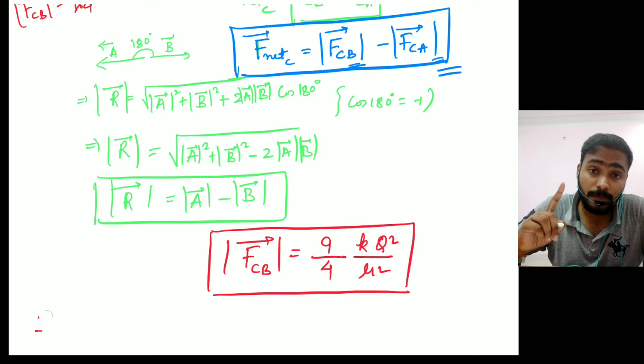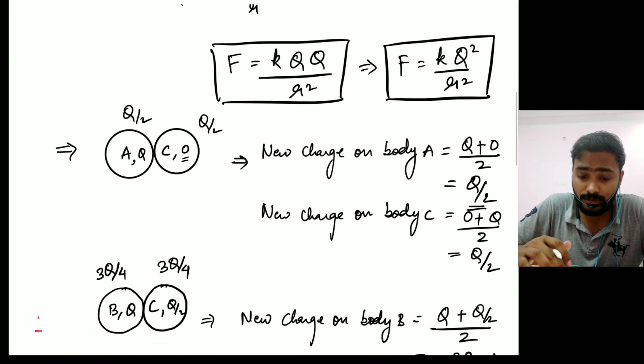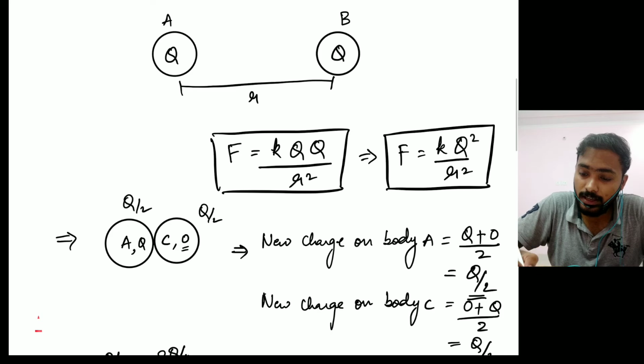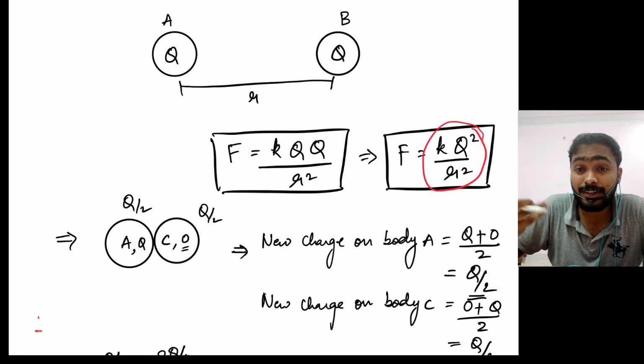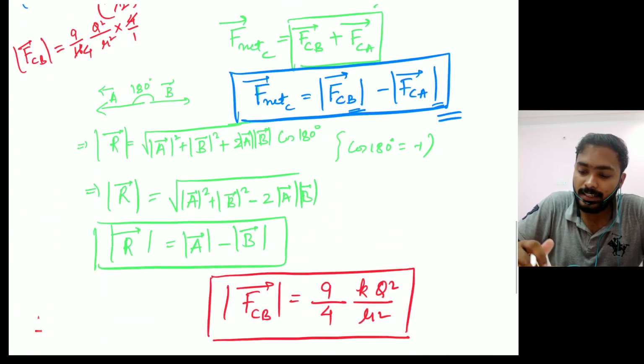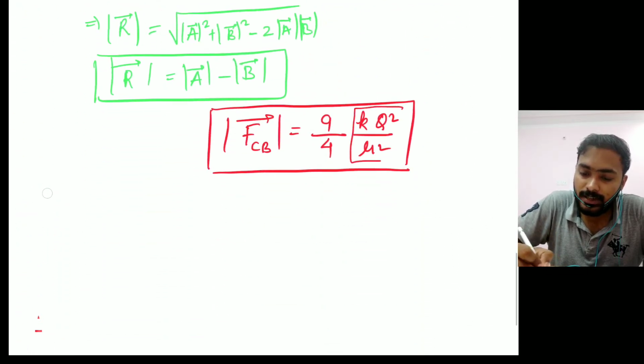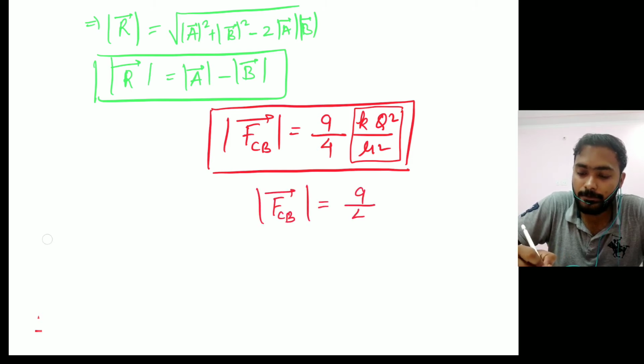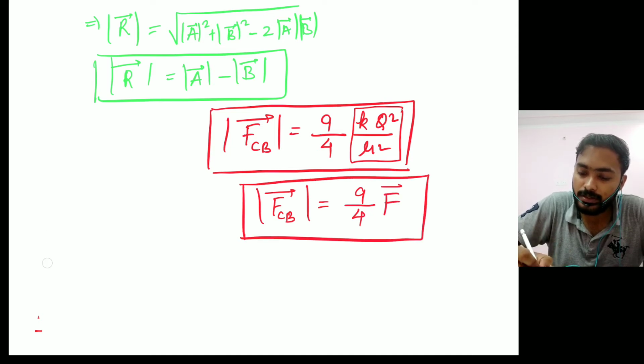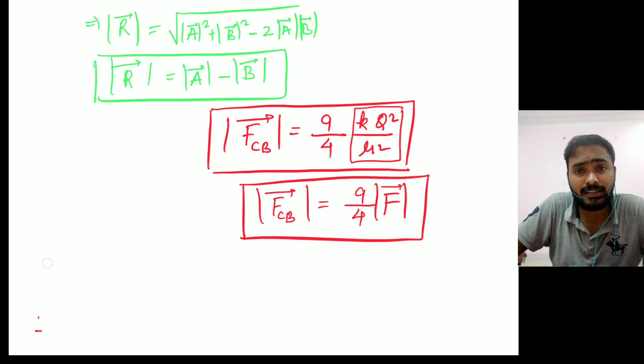And if you remember at the starting of this question, kq square upon r square was your capital F, the original force of interaction. So I can write this term as F, and I can write FCB to be 9 by 4 times the original force of interaction. I hope that is understandable.